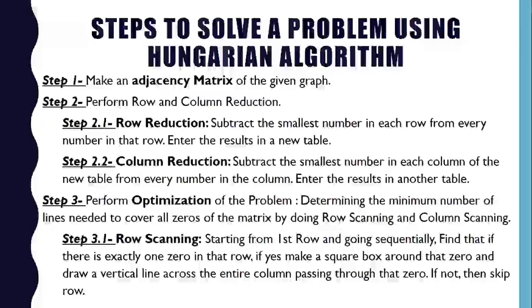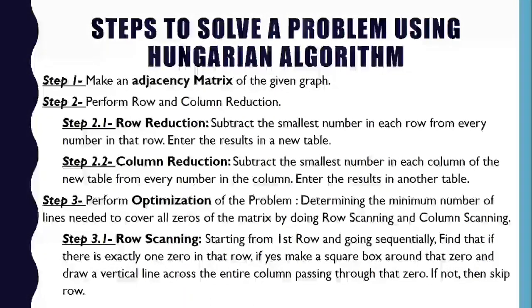Now, to solve any problem using the Hungarian algorithm, there are a few steps that are required to be followed. And if done properly, it is said that we definitely will find the most optimal solution, that is, the minimum cost of that graph. We will look into an example in future slides, but first let us understand what the steps of the algorithm are. Step 1 is that we have to make an adjacency matrix of the given graph.